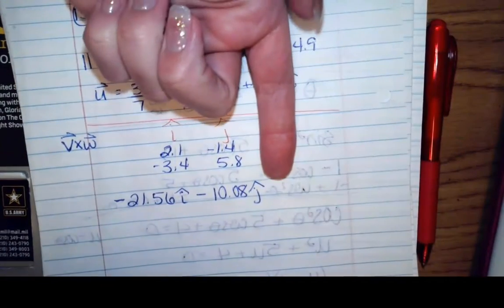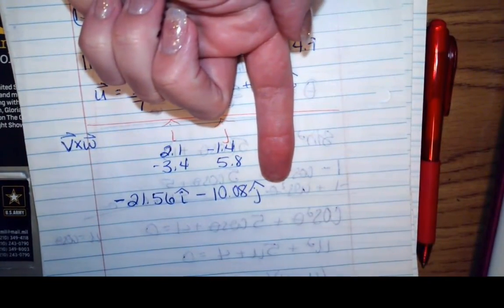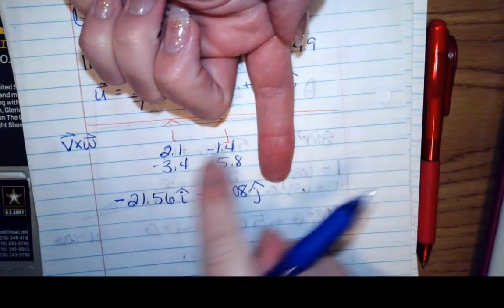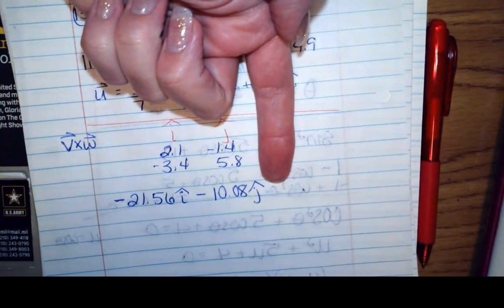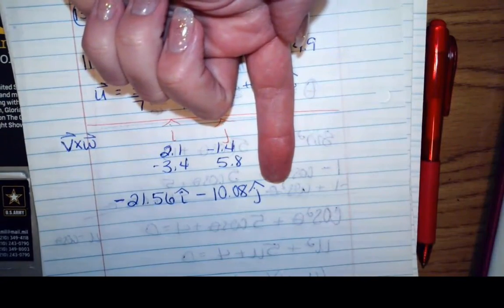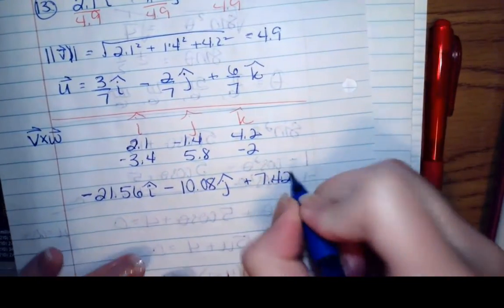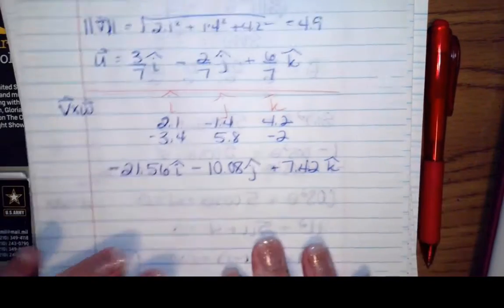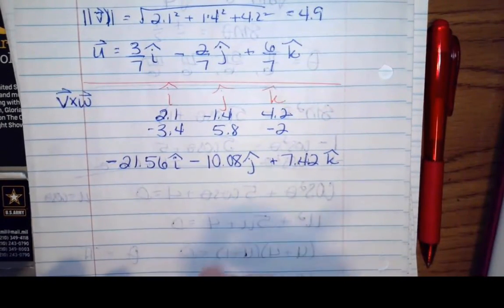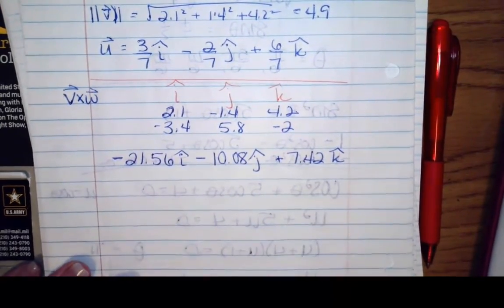And then if I want k, cover it up. So 2.1 times 5.8, and then minus a positive number, minus 3.4 times 1.4, which gives me 7.42. So this is a vector that is orthogonal to both of those, okay? And it's normal to the plane that contains those two vectors.